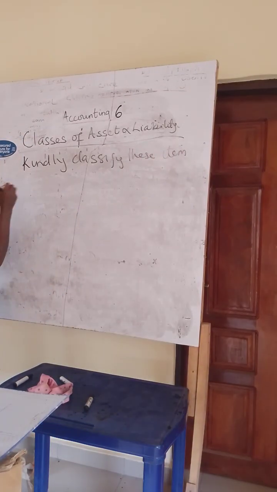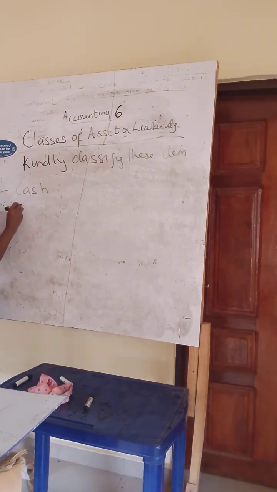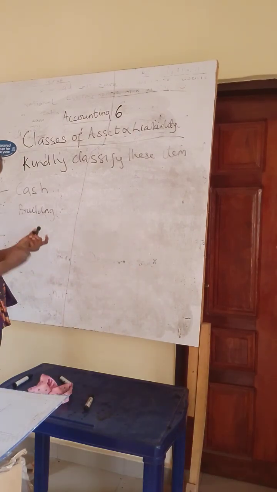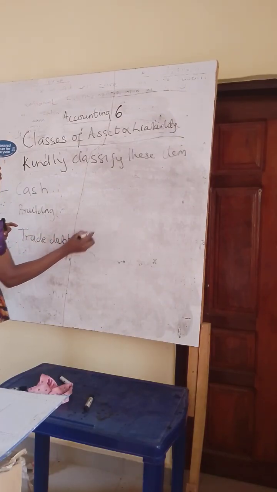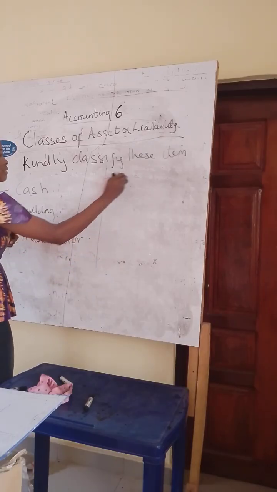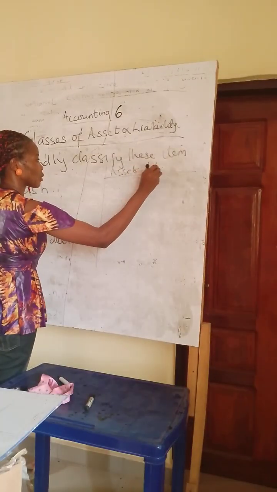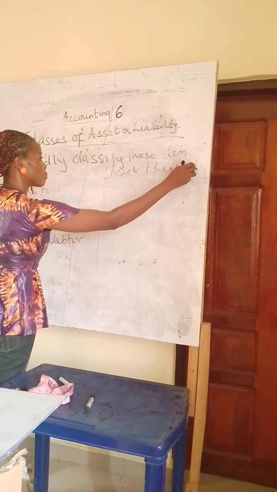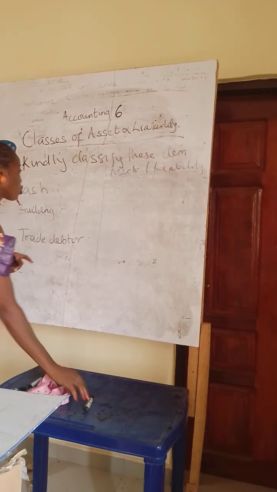So you tell me, when you have your cash, where does it fall? Which class does it belong to? When you have your building, which class does it belong to? And when you have your trade debtors, let's just make it very easy. Your trade debtors, which class does it belong to? Is it an asset? Is it a current or non-current asset? Is it an asset or a liability? Are you together? Is it an asset or a liability, and is it current or non-current?